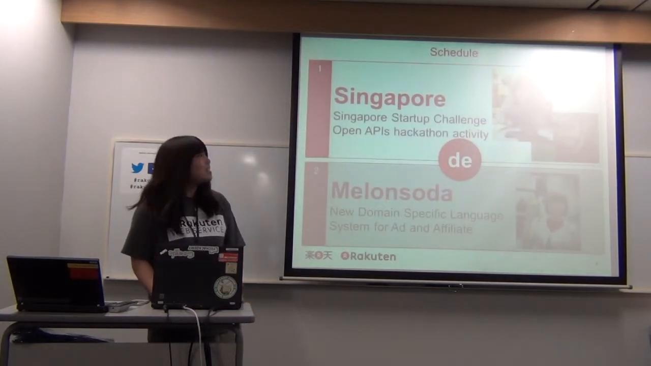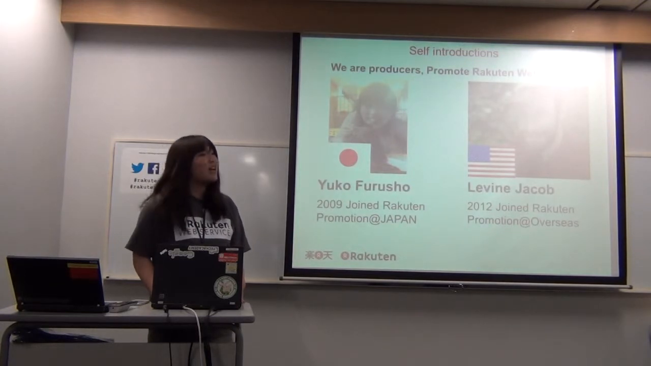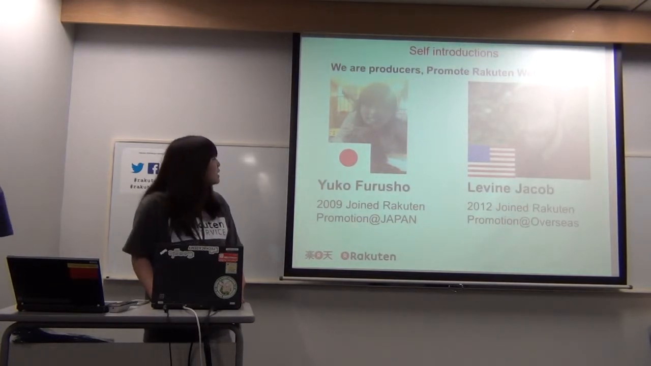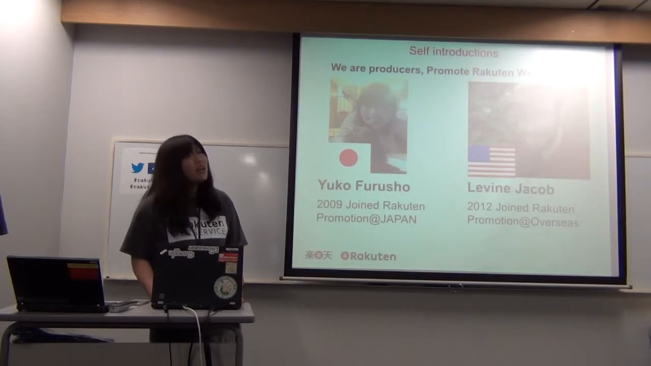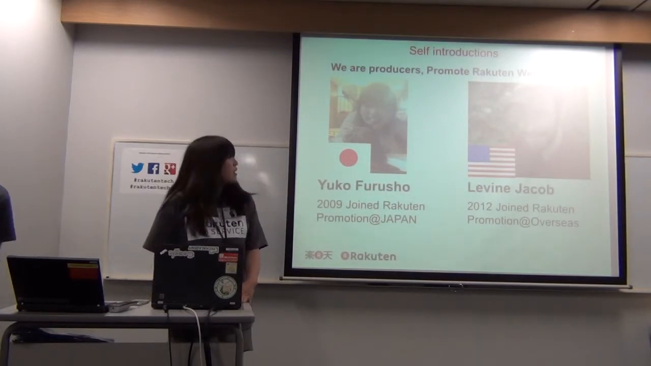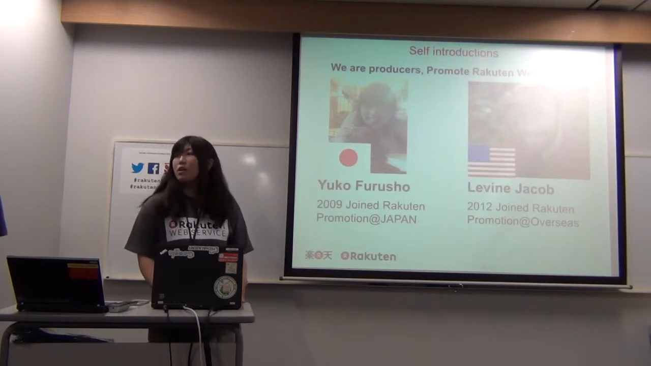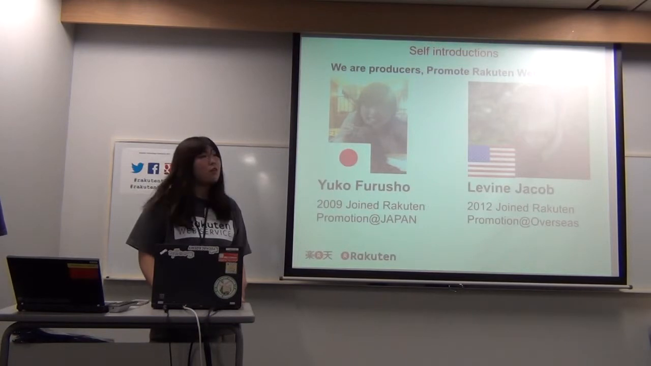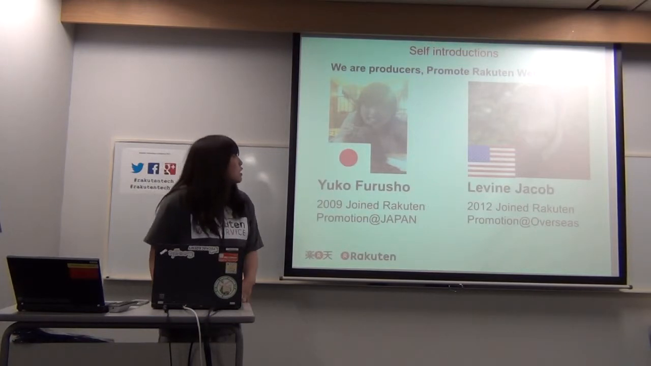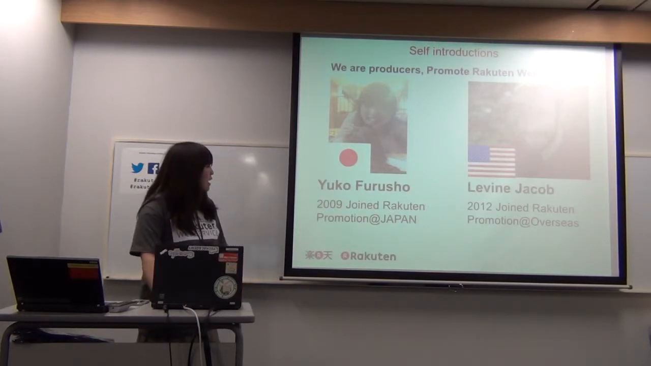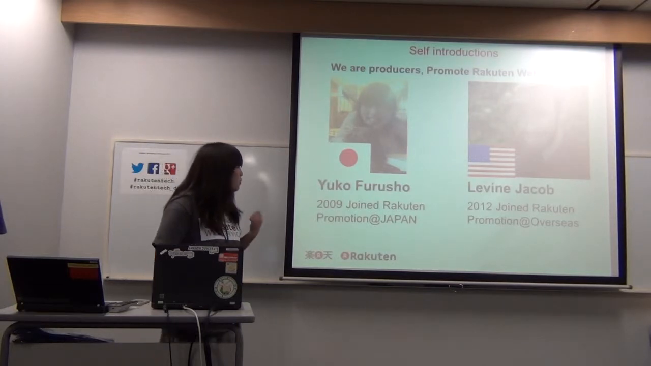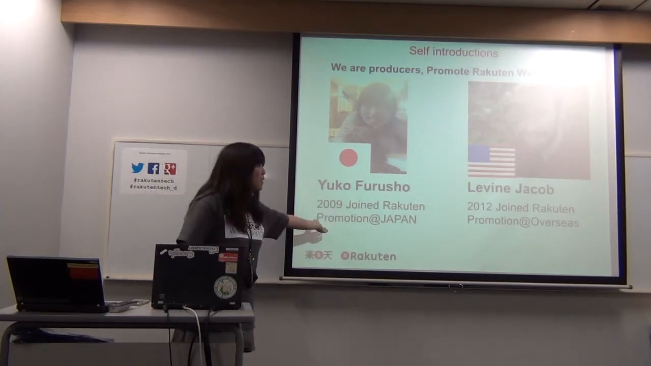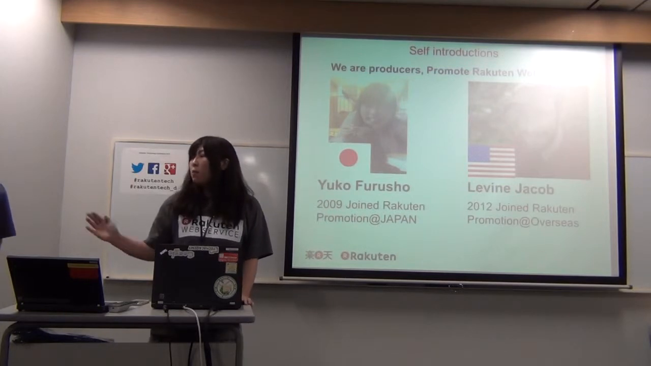So let's start the Singapore story. Firstly, I want to explain about me. My name is Furusho Yuko. I joined Rakuten in 2009. And he is David Jacob. He joined Rakuten in 2012. We are producers of Rakuten Web Service and Rakuten APIs. I am promoting Rakuten API in Japan, and he is promoting it overseas.